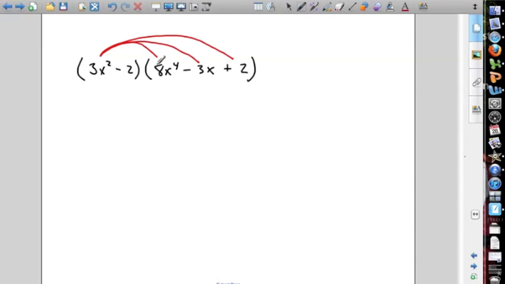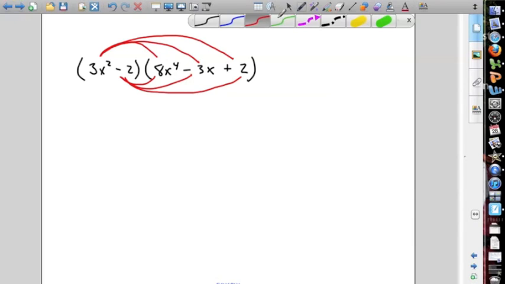Now, just like I'm bringing the 3x squared through and multiplying it by everything, I also have to bring the minus 2, because I'm not just multiplying by 3x squared, I'm multiplying by 3x squared minus 2. So I have to bring that negative 2 through and multiply it by everything. You start looking at the lines I've drawn, 1, 2, 3, 4, 5, 6. That's where the 6 different terms are going to come from. So let's go ahead here. I'll move somewhat quickly through the math.